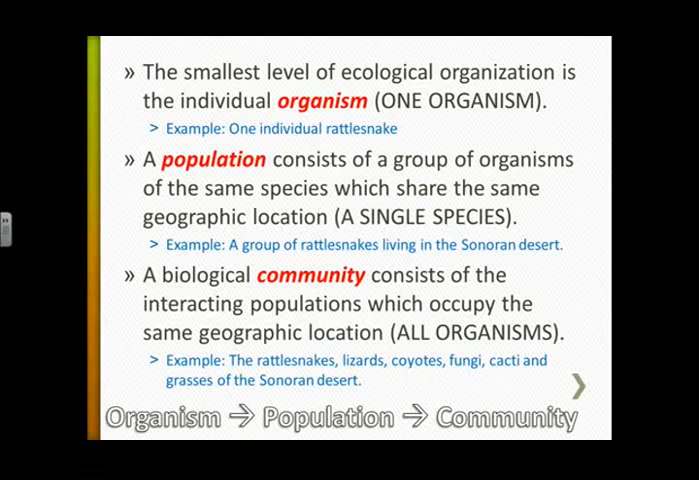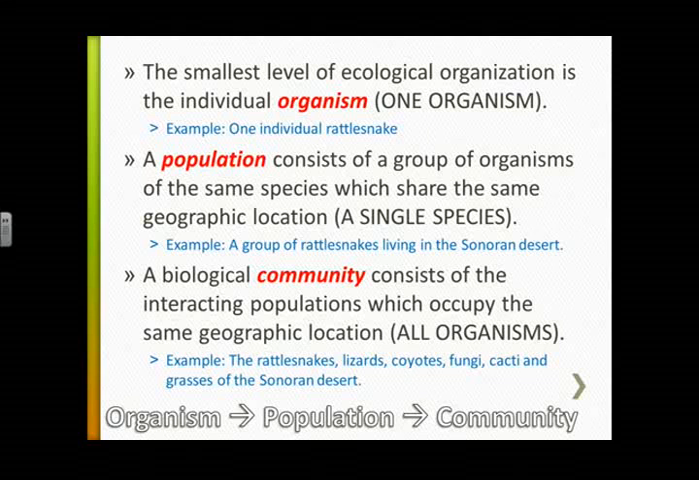The smallest level of ecological organization is the individual organism, one organism. As an example, one individual rattlesnake. That is an organism. Now, a population consists of a group of organisms of the same species which share the same geographic location, so a single species. An example, a group of rattlesnakes living in the Sonoran Desert together.